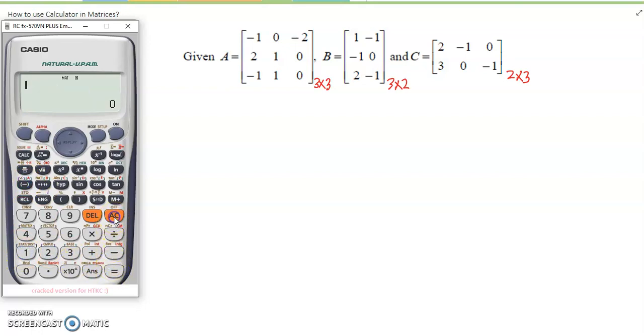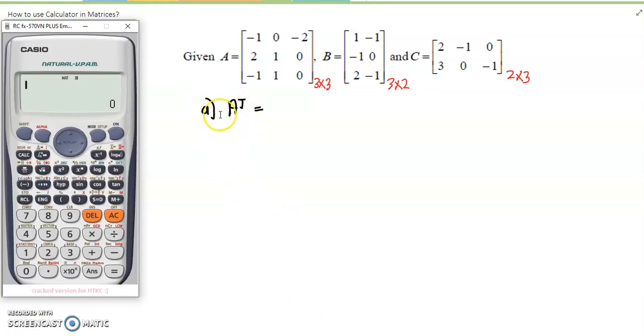You press AC. Now we are going to insert C. Shift 4. Okay, C. Still we choose dimension number 1. Matrix C is 2 rows, 3 columns. 2 rows, 3 columns will be number 4. And then we insert the elements by row. -1, 0, 3, 0, and -1. Now all the data, matrix A, B, and C, are already in the calculator.